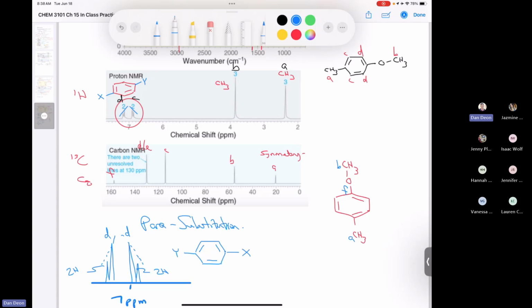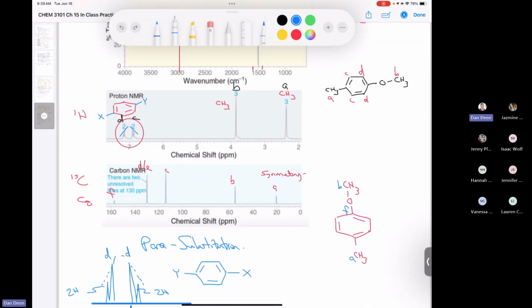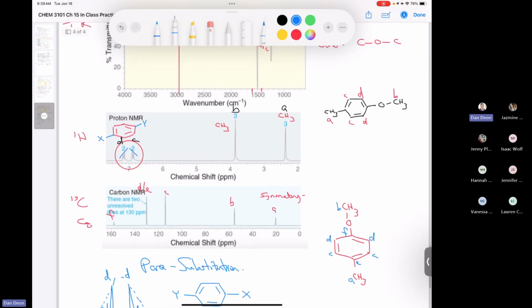And as far as D, E, and C go, it says there are 2 lines that are unresolved at 130. So my guess is that one of them is really tall and one of them is really small, because normally, like I said, if you have twice the number of carbons, it's going to give you a higher peak. So my guess is that D is these ones here, and then E would be here, and then C would be these ones here because they're less deshielded. Again, if you get that close, it's good enough for me or for Mr. Geiger. But there you go.